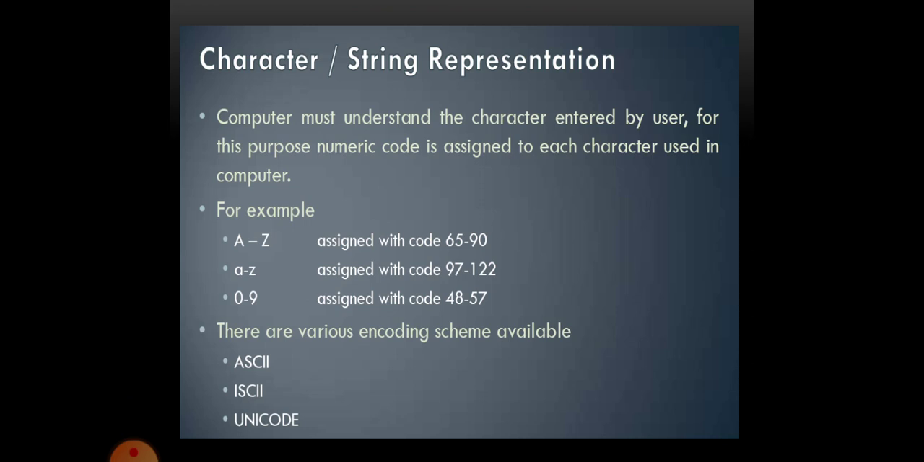For example, A to Z is assigned the decimal numbers 65 to 90. The small letters a to z are assigned 97 to 122. That is, small letter a has 97, b has 98, c has 99, like that till z, which has 122.